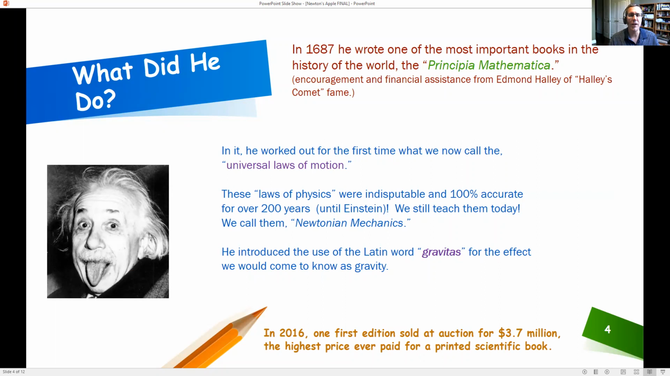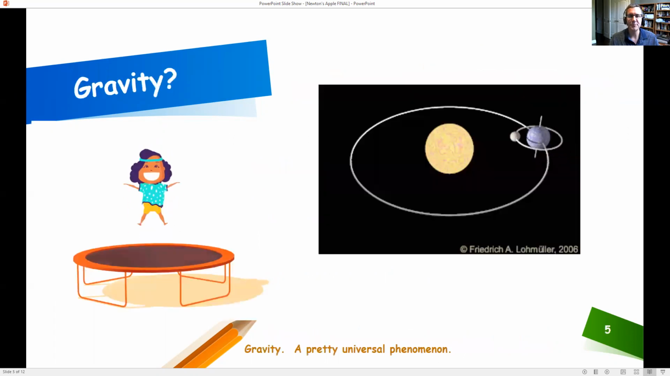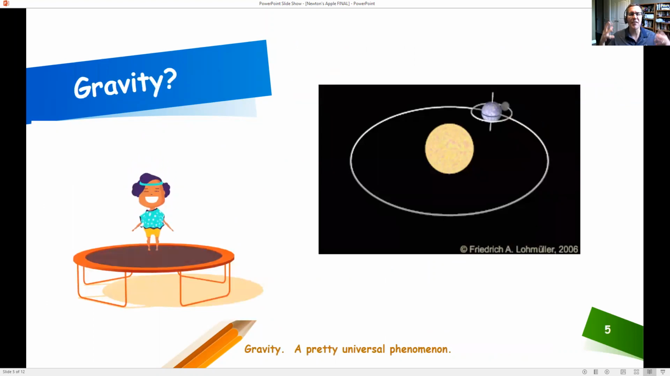So this is a very, very important book. And in fact, in 2016, a first edition of that book actually sold at auction for $3.7 million, the highest price ever paid for a printed scientific book. So it's really an important book, and it's a very important historical document as well. So let's talk about gravitas, this idea he came up with, which we call gravity now.